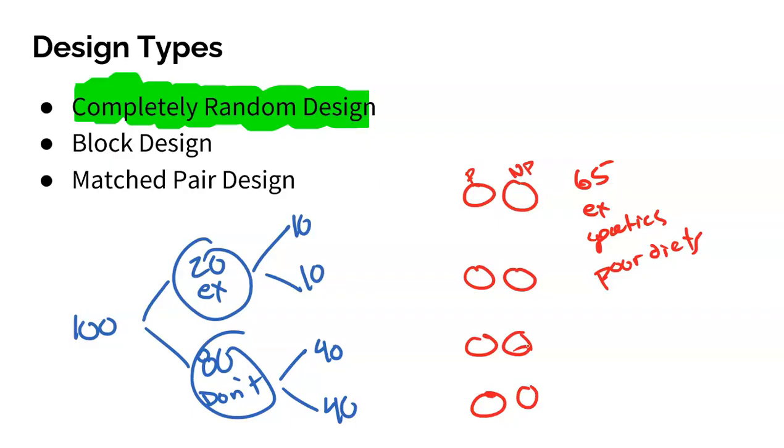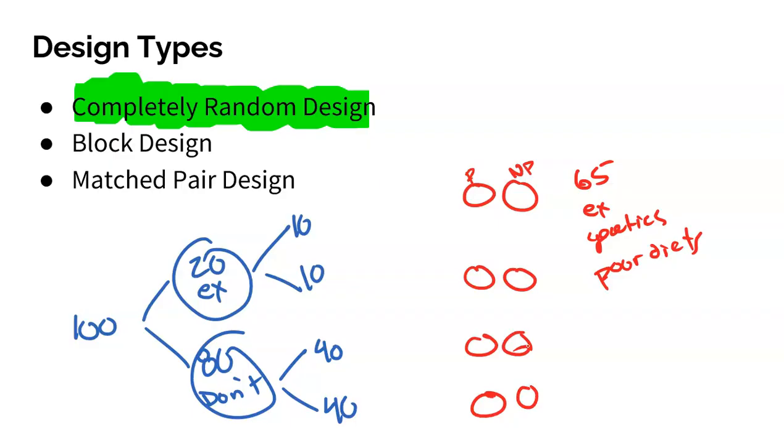But the idea is, truthfully, a matched pair design is just a super advanced form of blocking where you have very small blocks of only 2 people, and they're very, very similar for many reasons, and then within each, one gets one treatment, one gets the other.